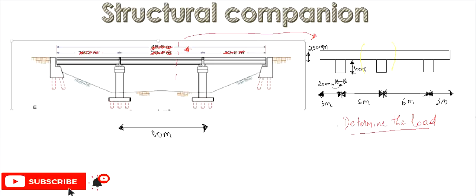Now let's get started. The first step, when you are trying to determine the load on this bridge, is to notice that this beam here is taking part of the load, and this beam here is also taking part of the load. This one also is taking part of the load, but we have to determine how much portion of the load is coming on this particular beam and how much is coming on this other beam.